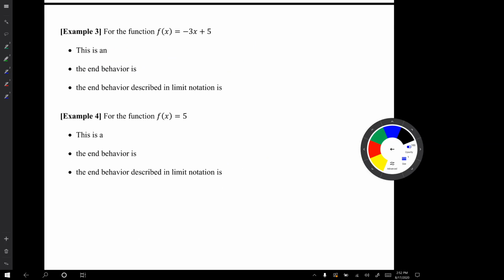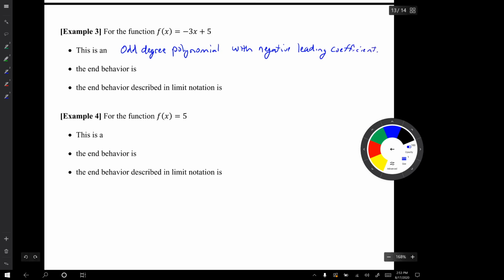Consider the function f of x equals minus 3x plus 5. This is an odd degree polynomial with a negative leading coefficient. The coefficient is easy to see. It's this number negative 3. For the odd degree, it's important to remember that the variable x can be rewritten as x to the 1. That's where we get the odd degree.